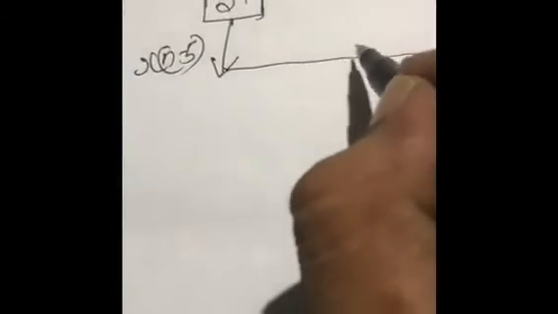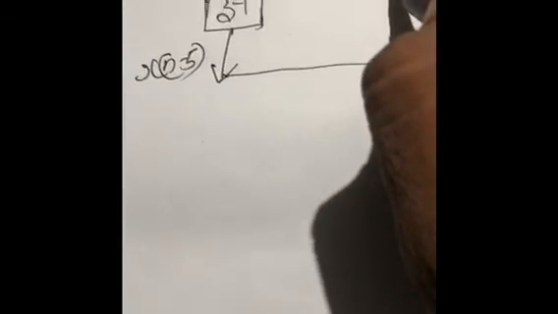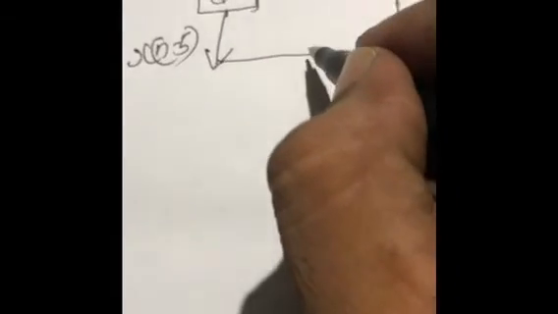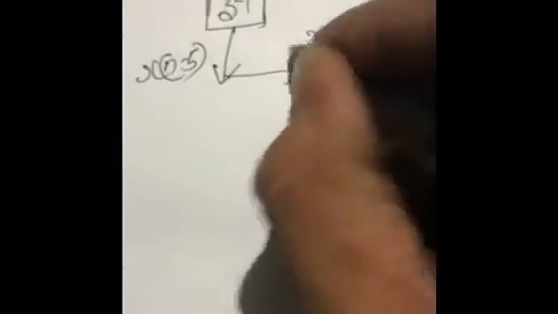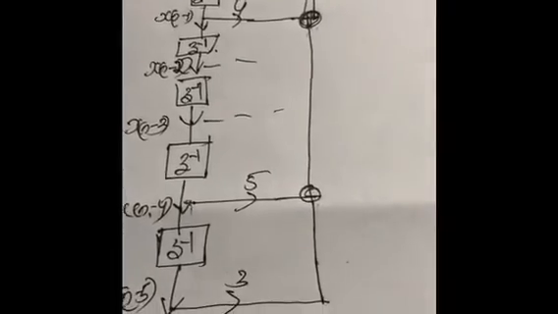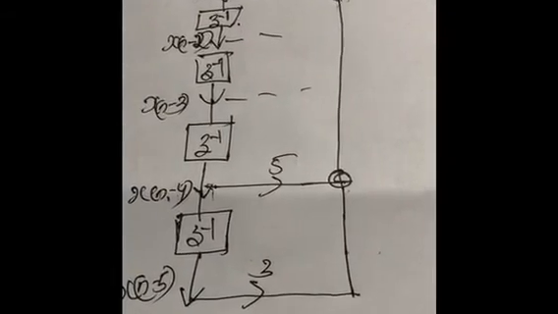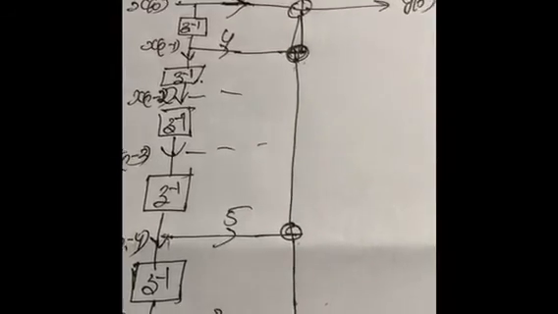network. There is also a summer. And this final sequence x(n-5) is also added with the previous one, and the coefficient of the sequence x(n-5) is 3, and this is the y(n). See, this is the transposed version of the direct form structure.